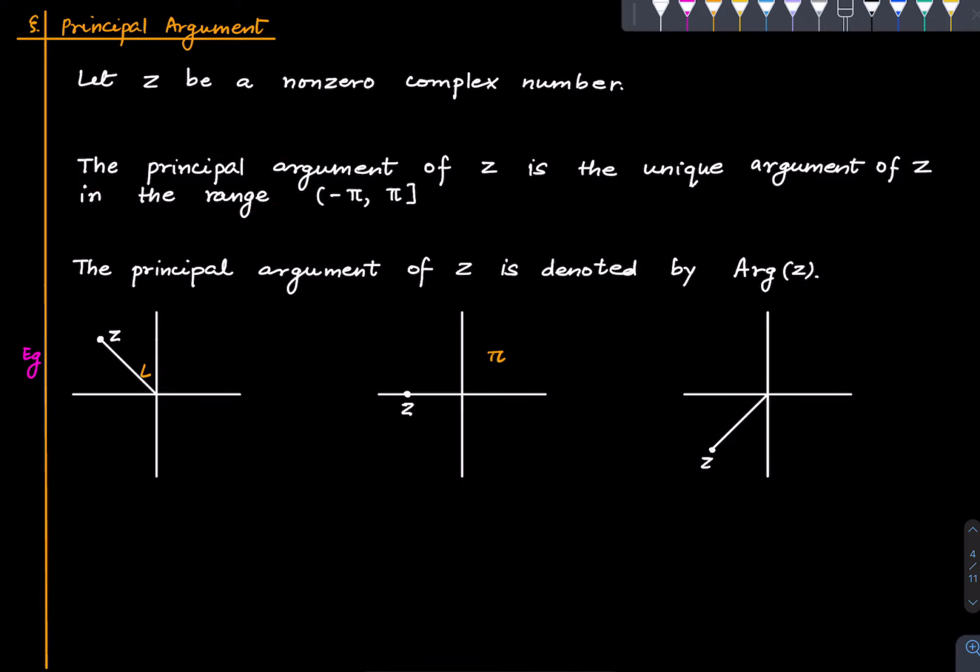So suppose we have this complex number z. Then its principal argument is just this angle. Whatever this angle is, in the picture it looks like 2 pi by 3.